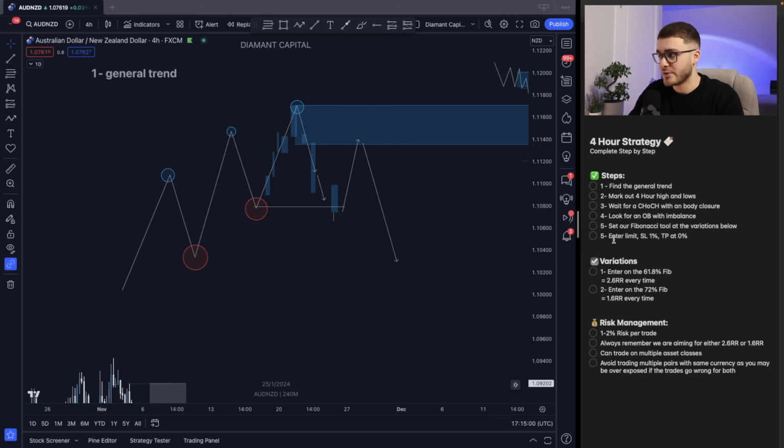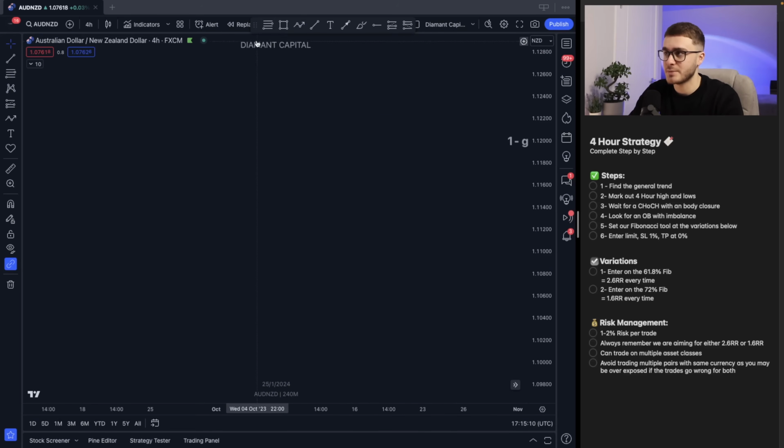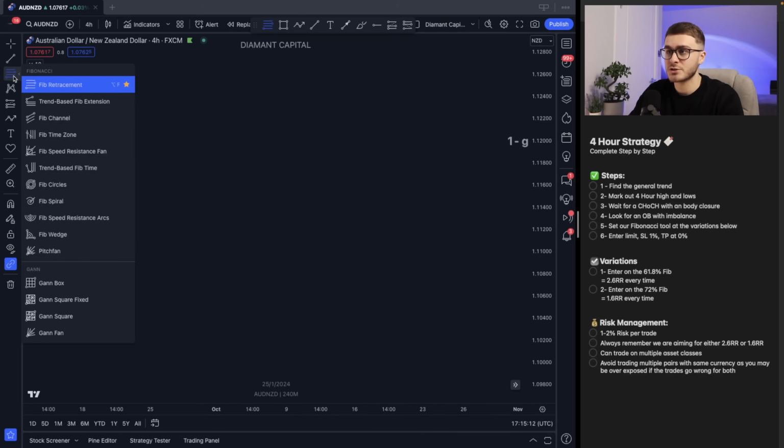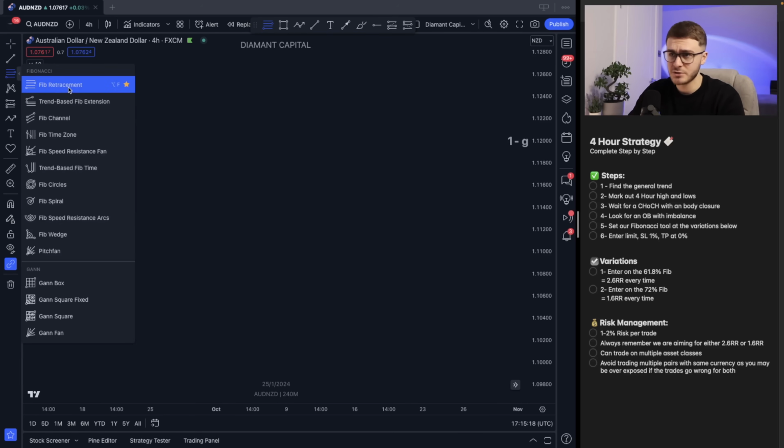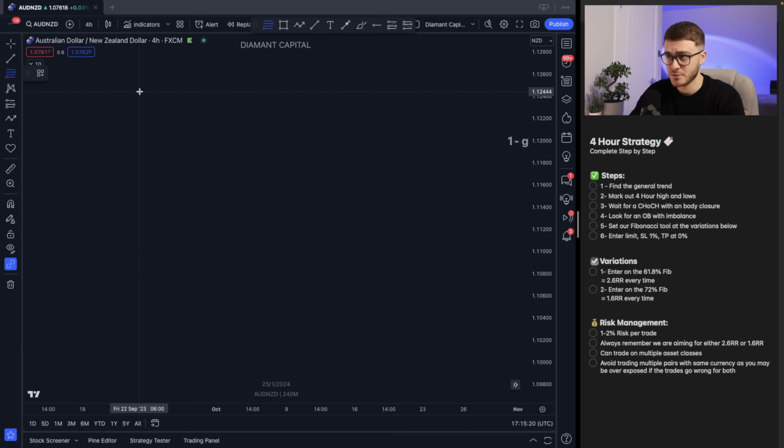When I'm talking about these variations, I'm pretty much going to be talking about these ones over here. This is something I'm going to teach you right now as well, how to actually set your Fibonacci tools. So what you'd want to do is go to the top left corner and pick out the Fib retracement tool. There are other Fibonacci tools that you can use, but I personally just use the Fib retracement tool.